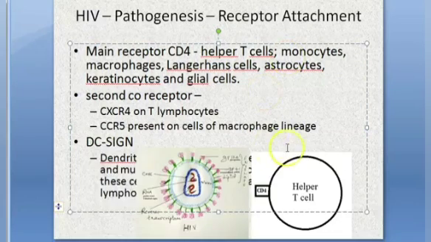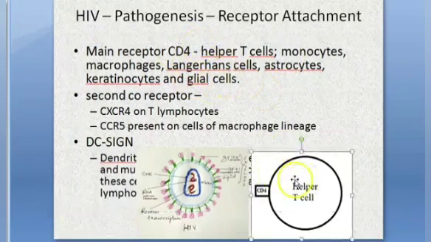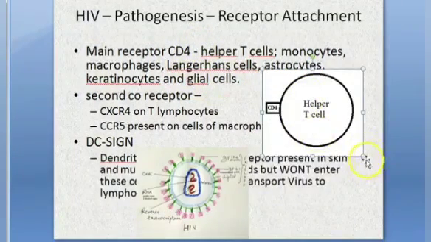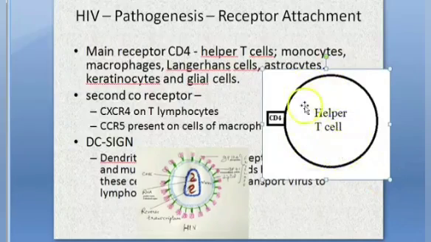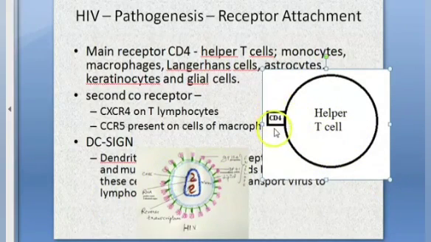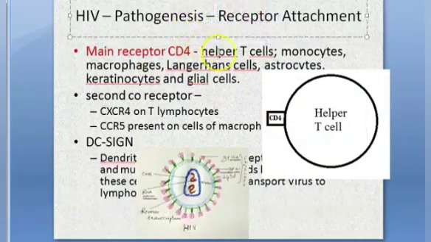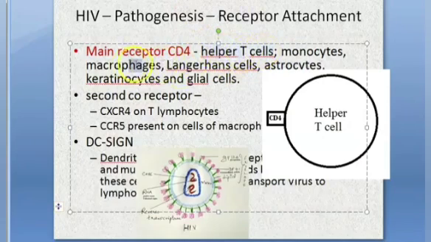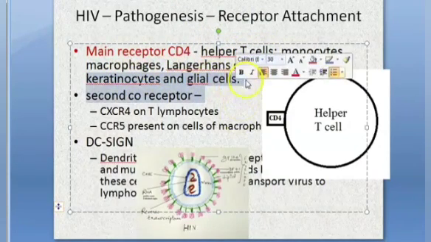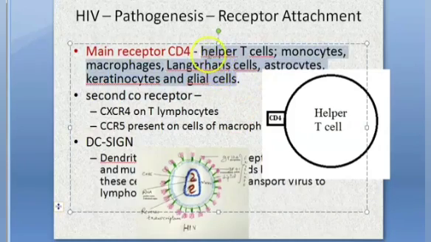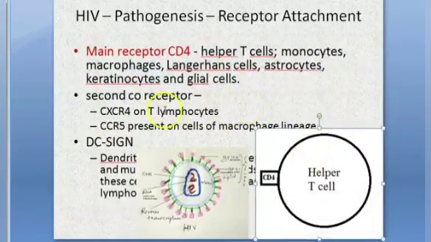So you should know the receptors, okay? See, basically the main receptor is the CD4 receptor on T helper cells, right? On helper T cells, there will be CD4. So that is going to be the main receptor. Here what you're going to focus on: the main receptor is CD4. It is present on many types of cells, like helper T cells, monocytes, macrophages, Langerhans cells, astrocytes, keratinocytes, glial cells, and even dendritic cells in the skin. So it can be present everywhere. So that is the main receptor.